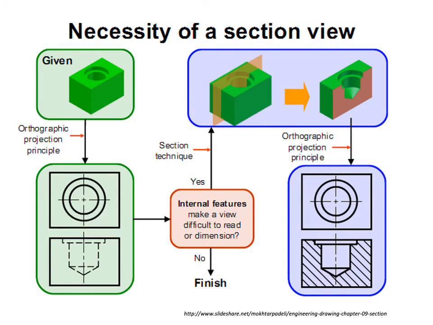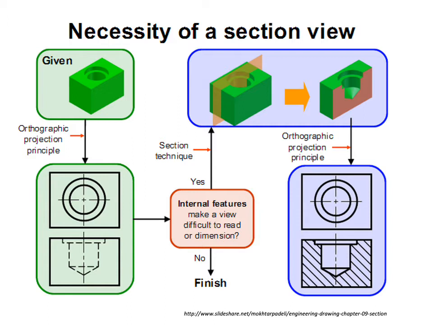So here you can see, on your left side, the green box shows the orthographic projection principles, where you have the 2D top and front views. The top shows two circles, so there is a hole inside. The dashed lines or hidden lines show what is going to be inside. But if you have a section view where you cut it in half, you will see there is no hidden line.